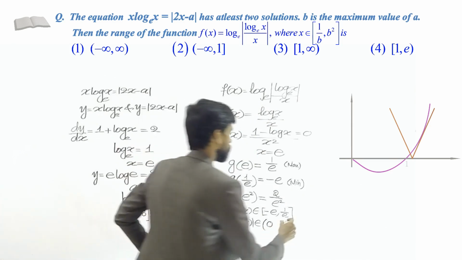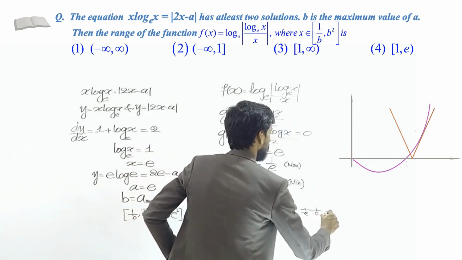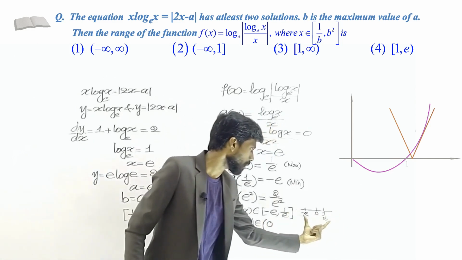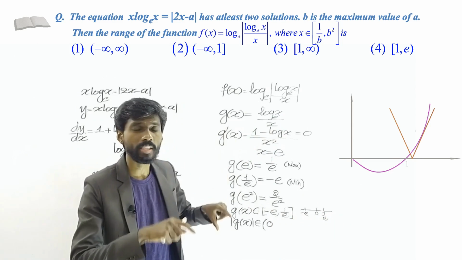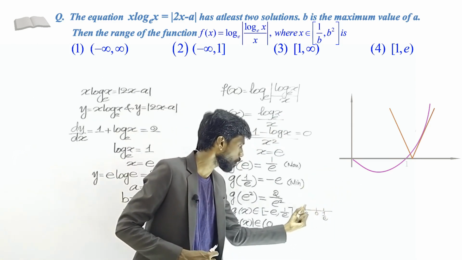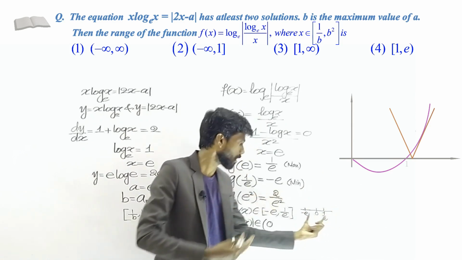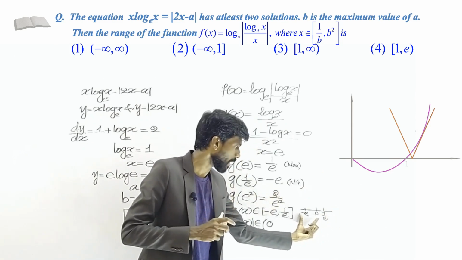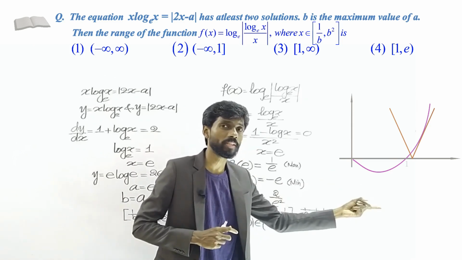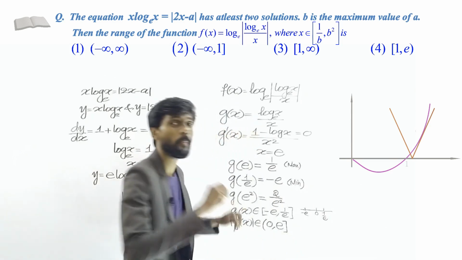See, it is like this. 0 here, minus e here, and then 1 by e here. So this is the range of g of x. But you take the modulus. When you take modulus, the negative value will become positive. So minus e is this side, so minus e will become plus e. That means the range will be 0 to plus e. You understand? When you take modulus, all the negative values will become positive. So instead of 0 to minus e, it will become 0 to plus e. So the range of modulus of g of x is 0 to e.